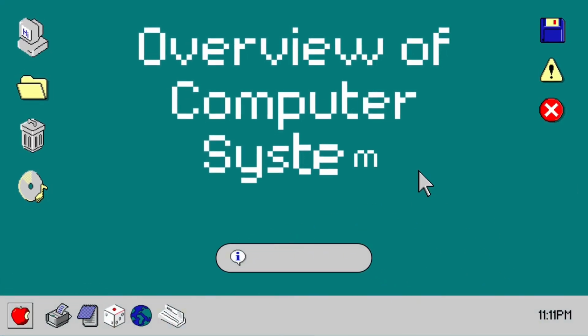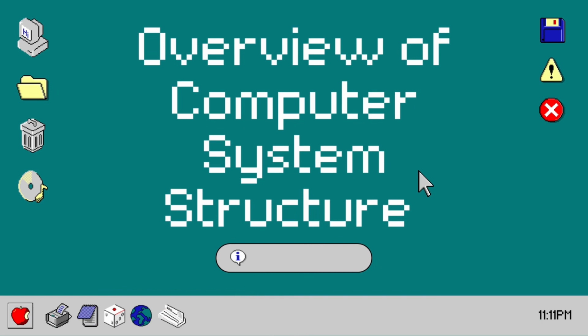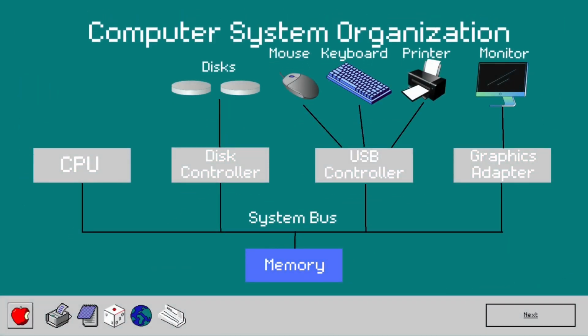We would like to continue to the overview of computer system structure. We look at computer system organization. We can see that input and output devices and the CPU can execute concurrently, and each device controller is in charge of a particular device type. They have a local buffer and an operating system device driver to manage it. The CPU moves data from main memory to local buffer or from local buffer to main memory.